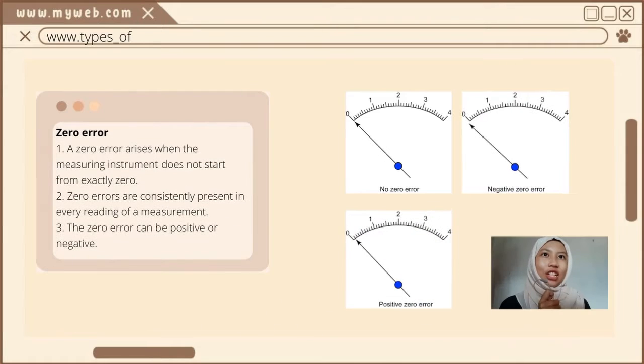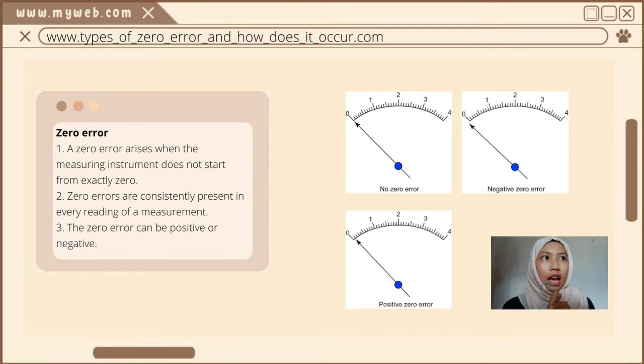So, there are three types of zero error. First, zero error arises when the measurement instrument does not start from exactly 0. And second, zero errors are consistently present in every reading of a measurement. And third, the zero error can be positive or negative.